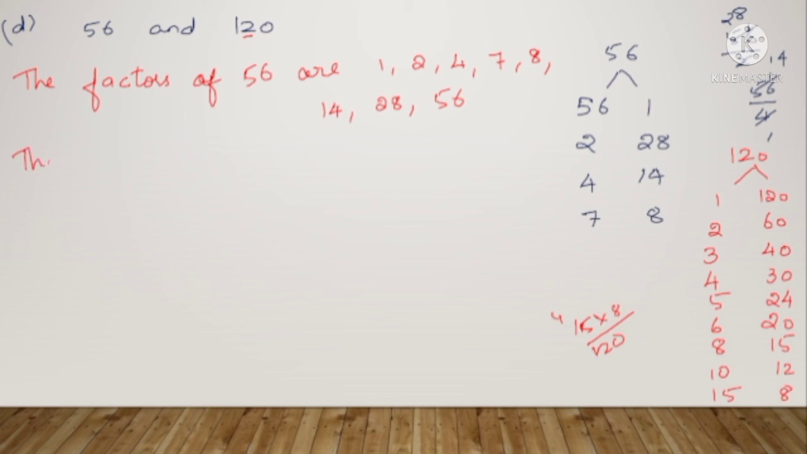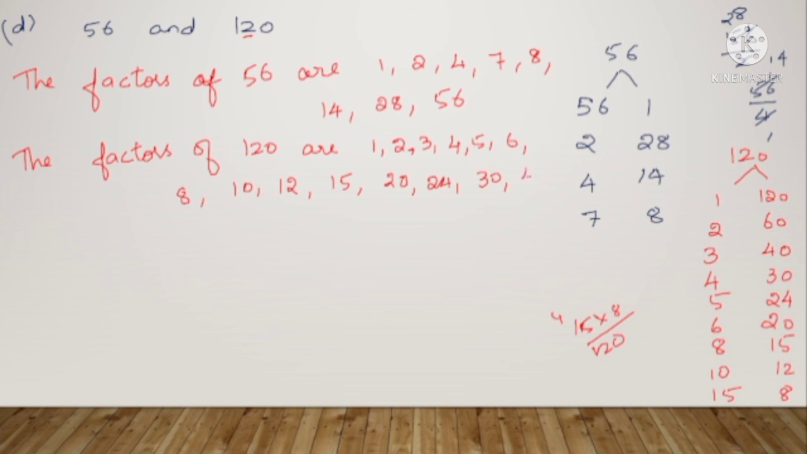The factors of 120 are 1, 2, 3, 4, 5, 6, 8, 10, 12, 15, 20, 24, 30, 40, 60, 120. Now let us write the common factors.